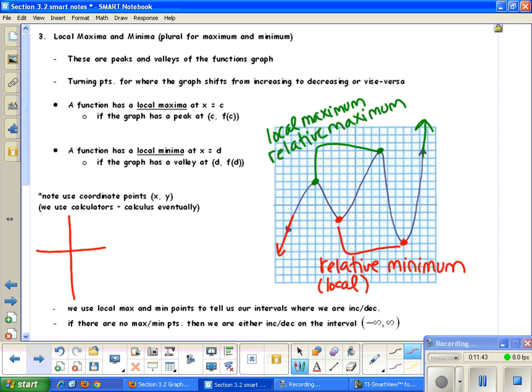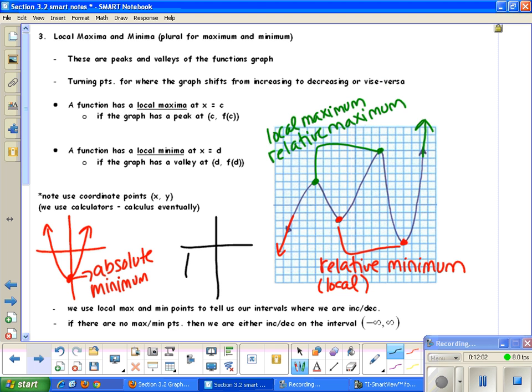Now, if we had a graph that was something like this, a parabola, this point on our graph would be called the absolute minimum, because nothing else on our graph is lower than that point. Whereas if I had maybe a graph that looked like this, I would call this point right here the absolute maximum. It's not relative anymore because it's the highest point on our graph.